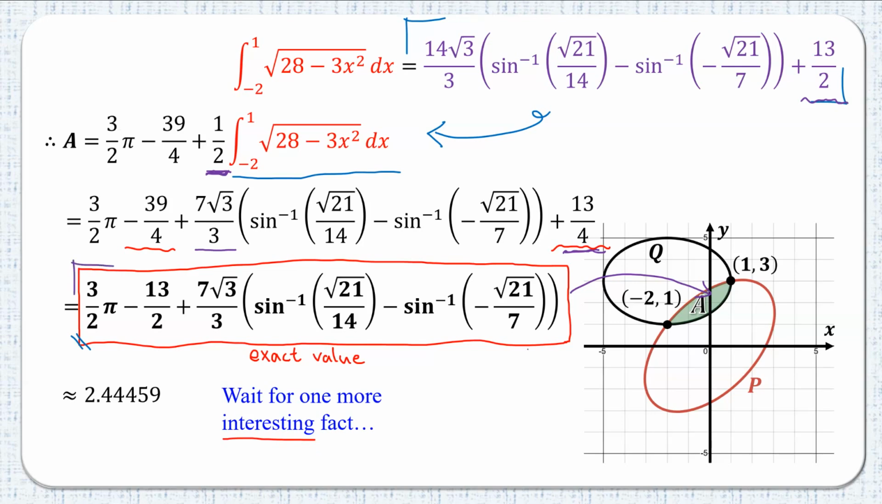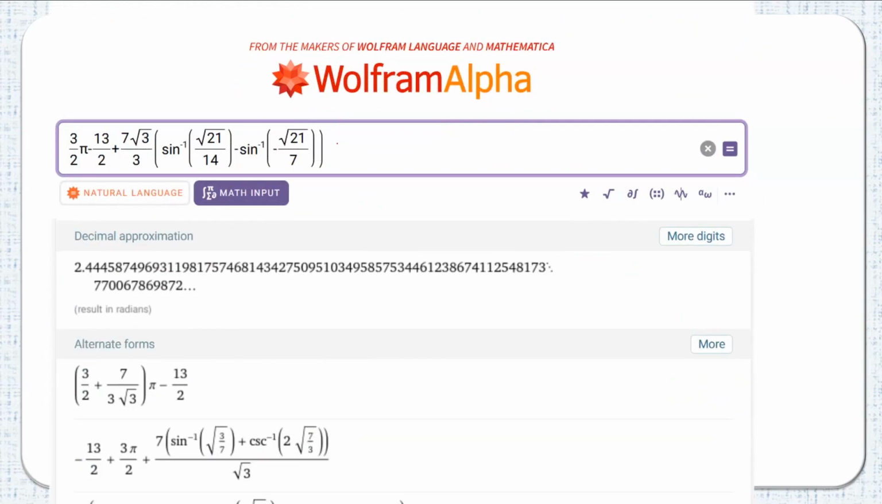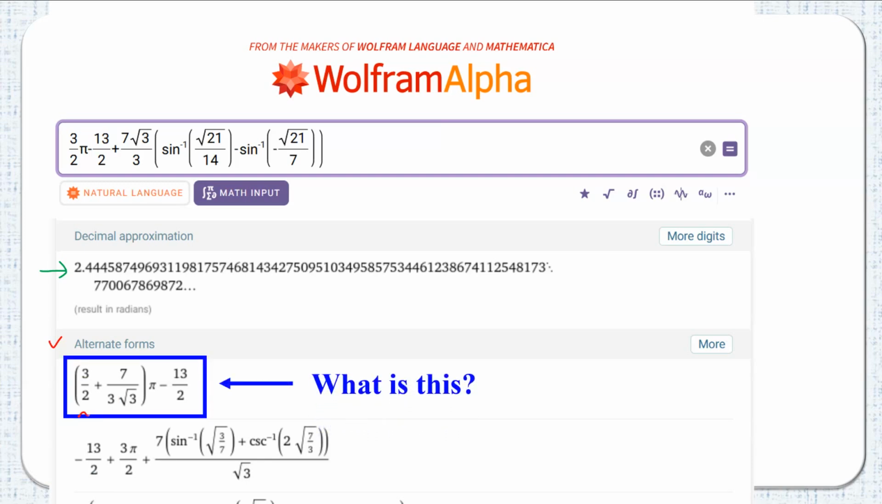You see, after I obtained this result, I plugged this expression into Wolfram Alpha's input tab, and the main reason for that was to check its approximate numerical value. But I found something interesting in the alternate form section. What is this? I mean, what is this? This looks entirely different from my input expression, especially considering the fact that this expression does not contain any inverse trigonometric values. So how do these two seemingly different expressions have the same value?